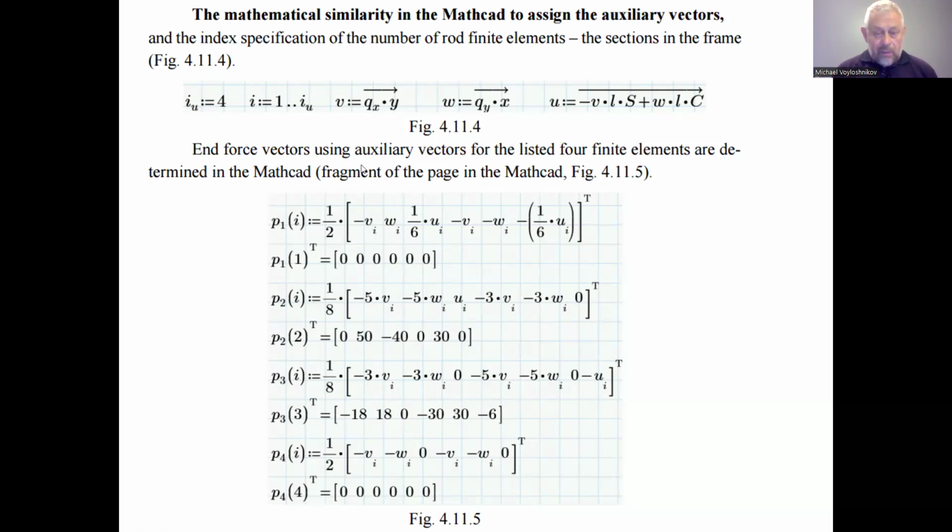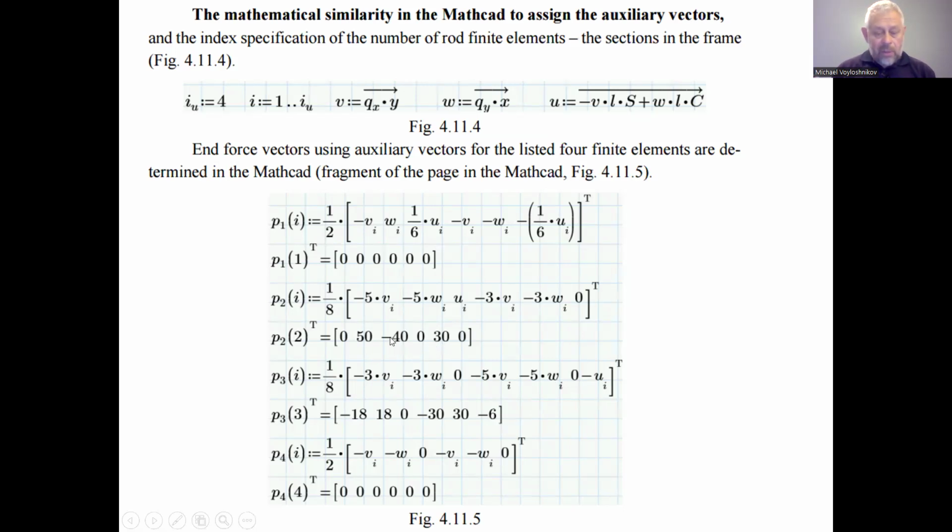And that is why we have no horizontal component of the end force acting at the end of the second finite element at node 3. By the same reason, we have no horizontal distributed load acting on the second element, and we have -40, -40, and 30.